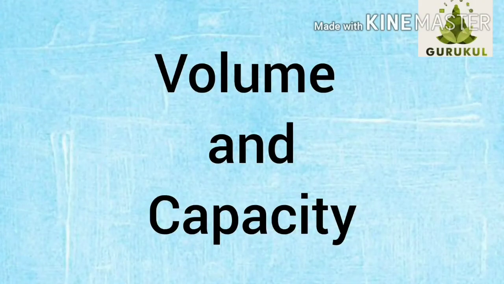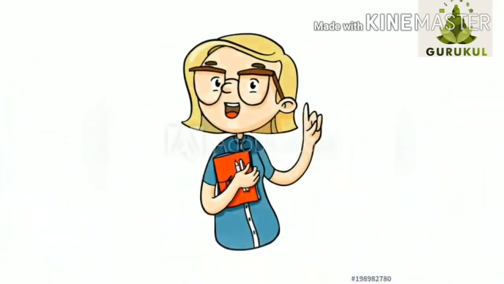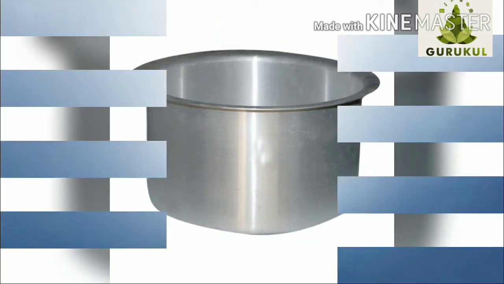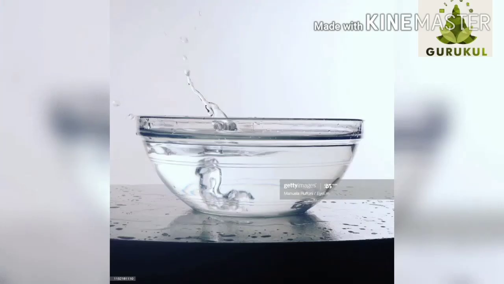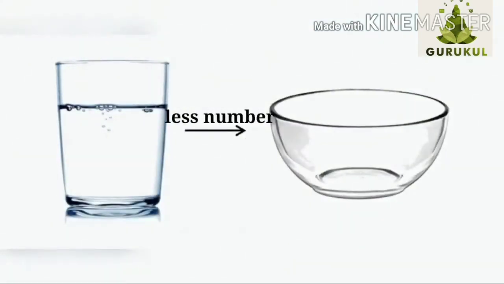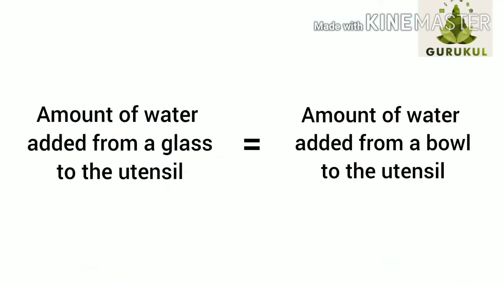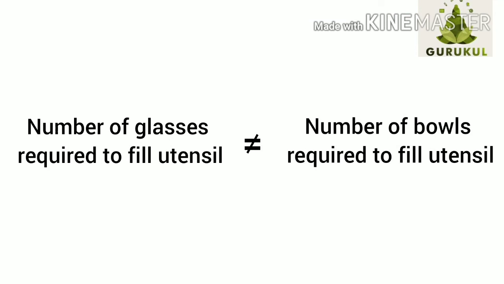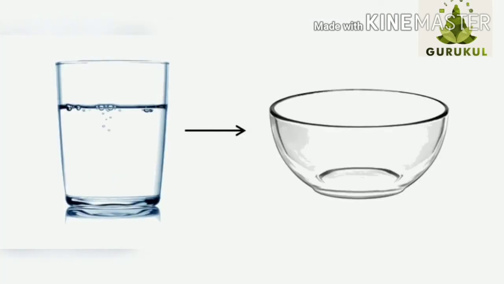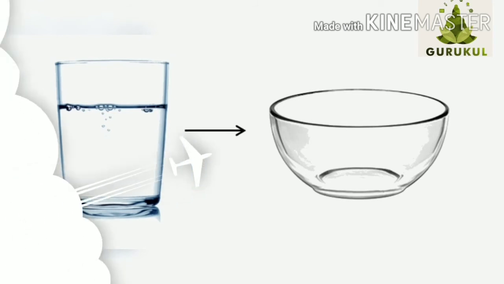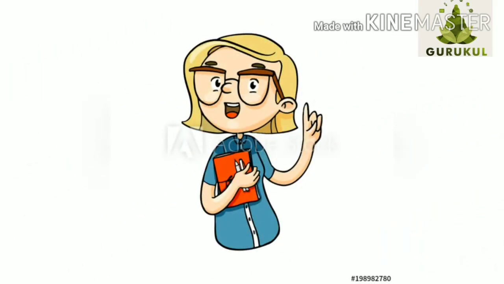Next, we will learn about volume and capacity. Children, try to fill a utensil using a glass and a small bowl. You will notice you will have to pour less number of glasses of water than bowls of water to fill the same utensil. The same amount of water was added to the utensil, but the measure is different because different means were used to measure it. No matter who fills water, it should measure the same. For that, we must use a standard measure.